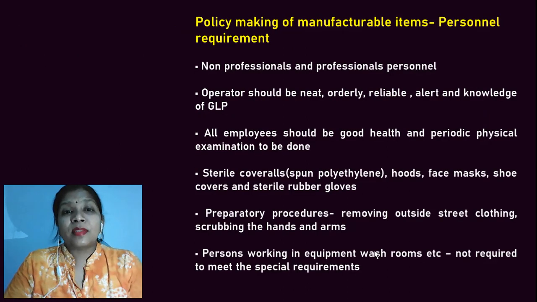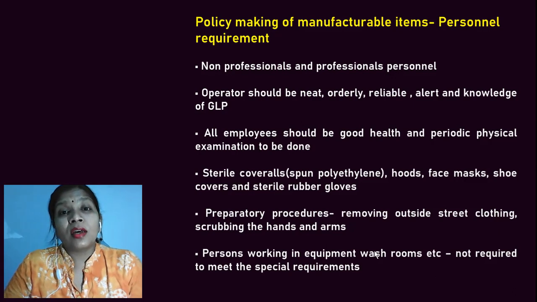Now next comes the policy making of manufacturable items, like personnel requirements. It's very clear that if you want to manufacture something in your hospital pharmacy, then the utmost thing is the personnel. Which type of personnel? That means which type of people you are recruiting for the manufacturing of the products there. So we have two sets of people generally, the non-professionals and the professionals. Non-professional stands for the laborers or those who are working under the professional team.